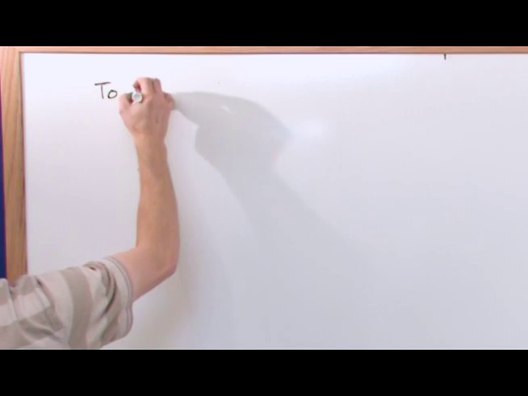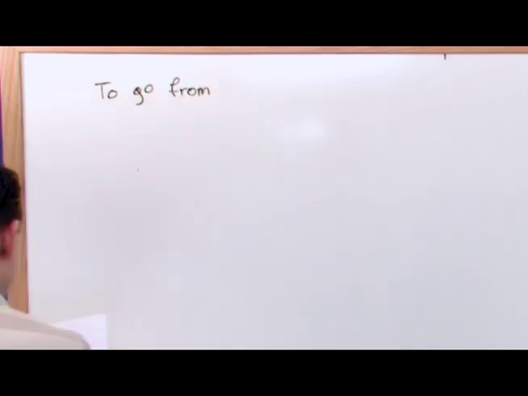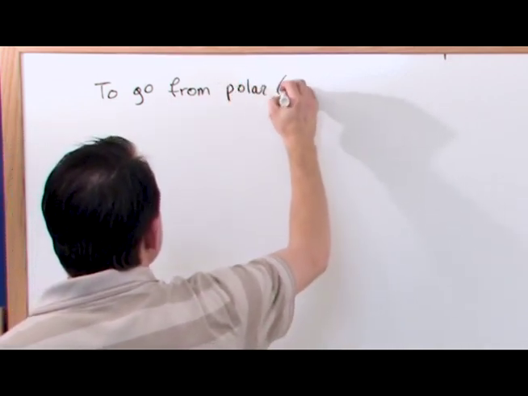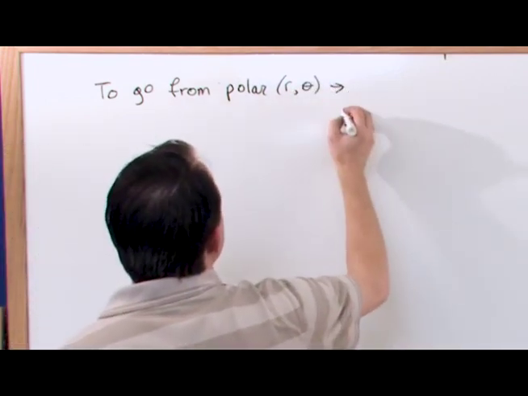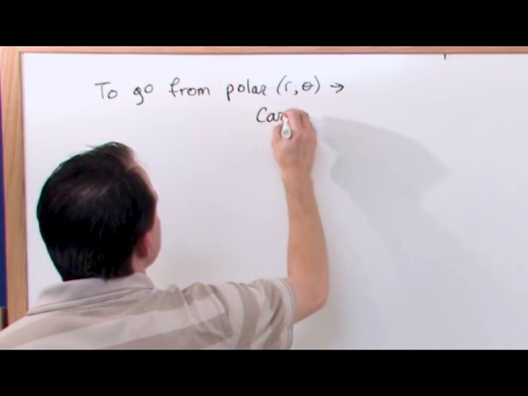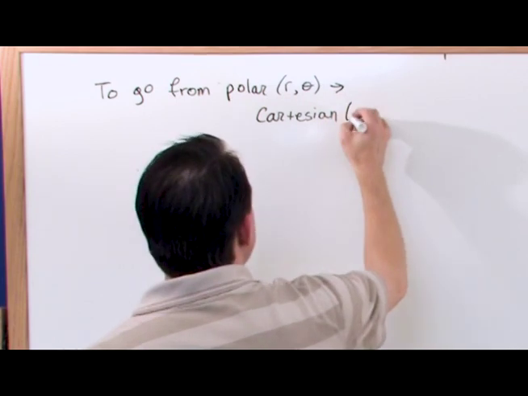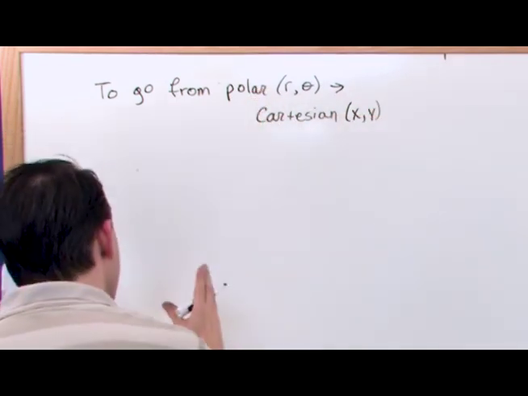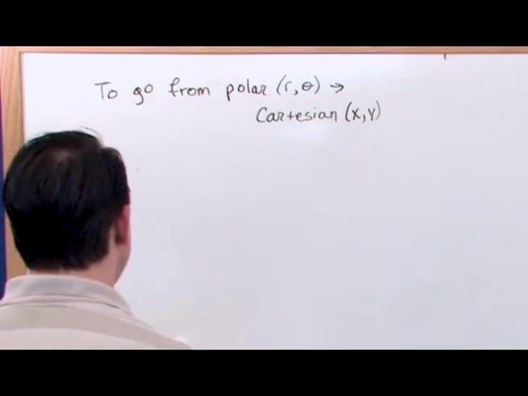I'm going to do the easier one first. They're both pretty easy, but one is a little bit easier. To go from polar, and just to remind you, that's r comma theta, to Cartesian, which is x comma y: I'm given r comma theta, and I would like to convert to x comma y. We'll go ahead and write it down. I'm going to show you why.